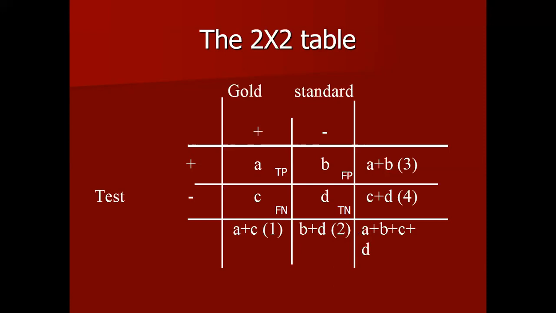A and C, most correct, that's the correct answer. A plus C refers to everybody who has the disease, right? Because remember, C is a false negative. C has the disease. Remember, everybody here has the disease because of the gold standard positive. Whereas B plus D is all the people who are disease-free, right? So B and D is everybody who is disease-free.